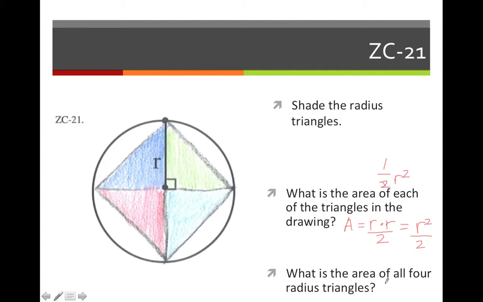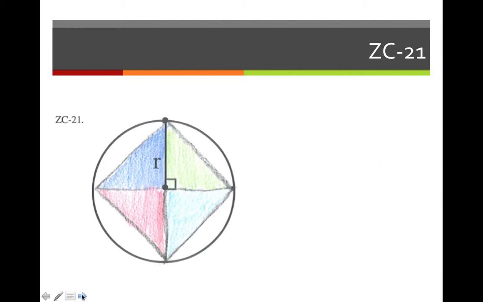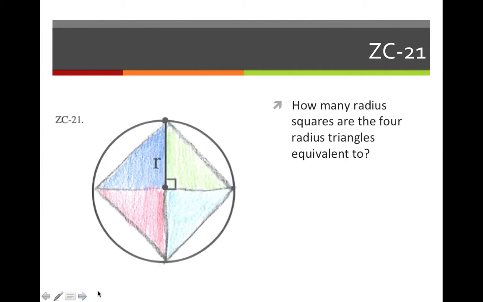If you and your partner said 2 radius squared, you are correct, because if I put these 2 together and these 2 together, I would get a total of 2. How many radius squares are the 4 radius triangles equivalent to? Talk with your partner. Again, if you said 2, you are correct. If I put these 2 triangles together, they make 1 square. Same for these 2 over here.